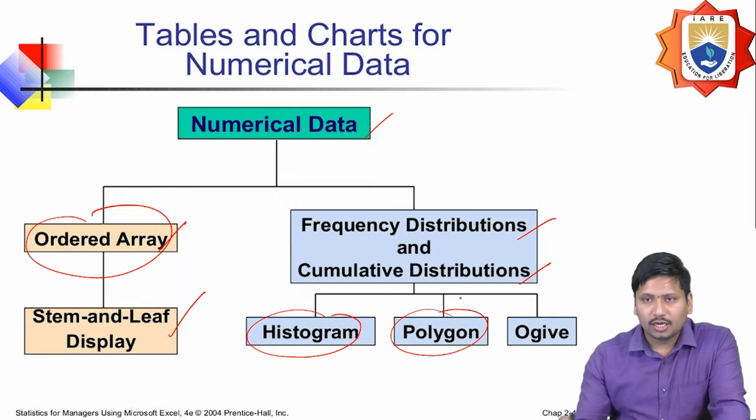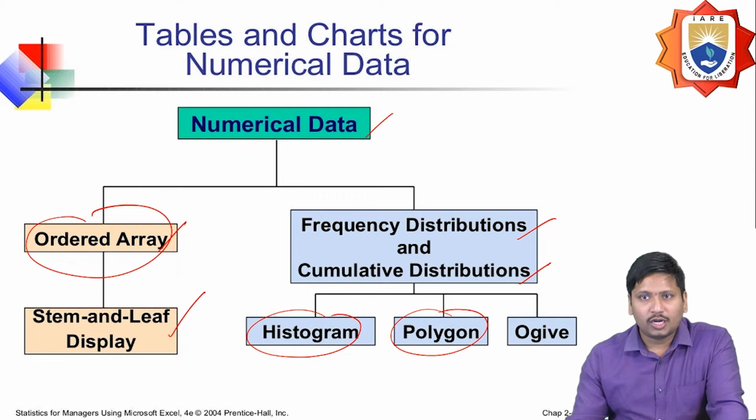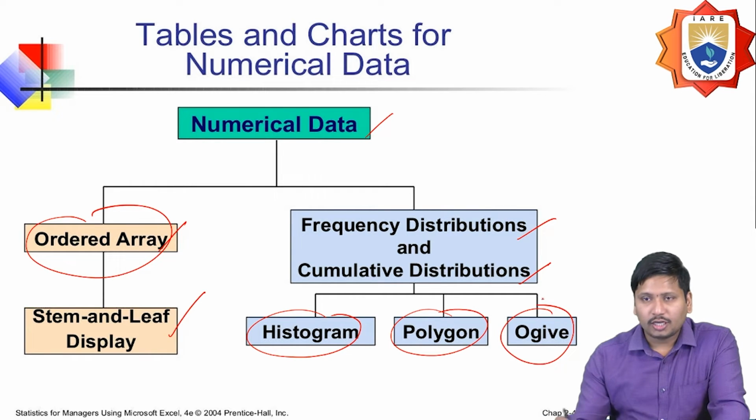The polygon is the other kind of graph, which you can construct from the histogram itself by taking the midpoint of each rectangle and joining the points with a straight line. What we get is the polygon. Another kind of graph can represent the cumulative distributions. So let's see them one by one.